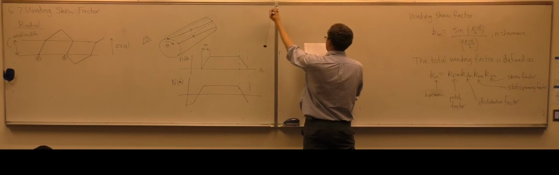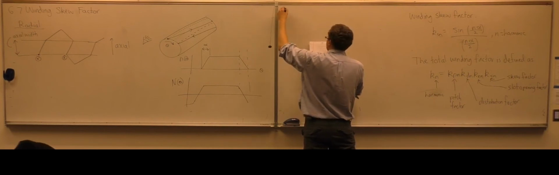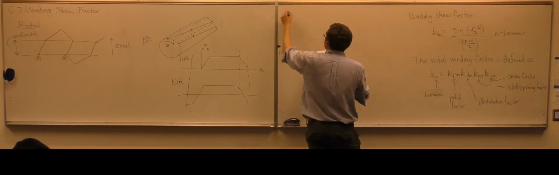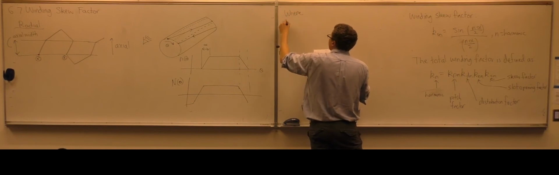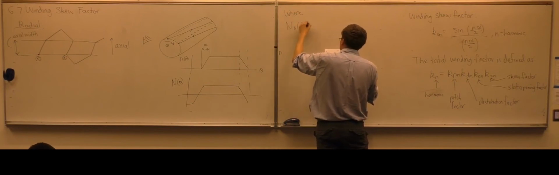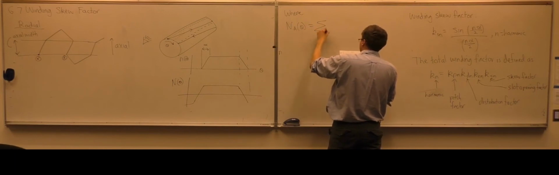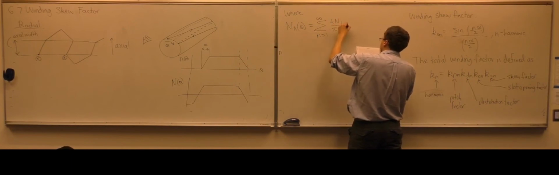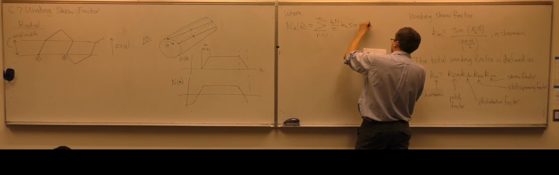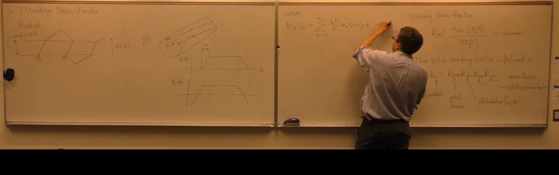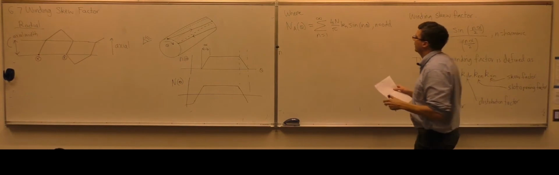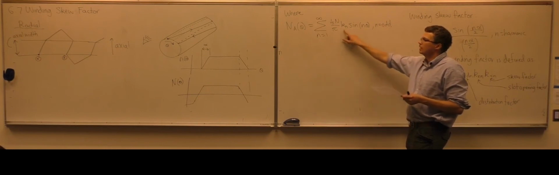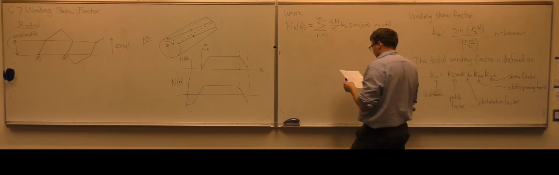So the total winding factor is defined where the winding function could be written neatly as Kn sine n theta, where n is odd. So we don't have to worry about even. So if you see that Kn now, you can realize that there could be a lot that goes into that number there.